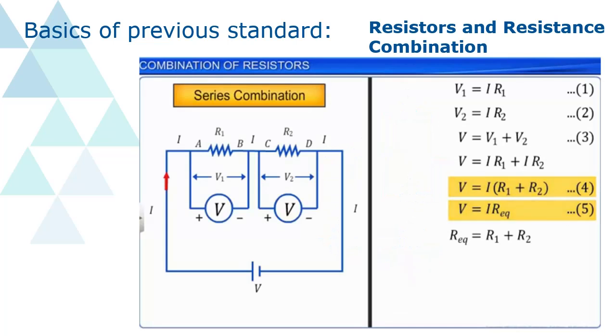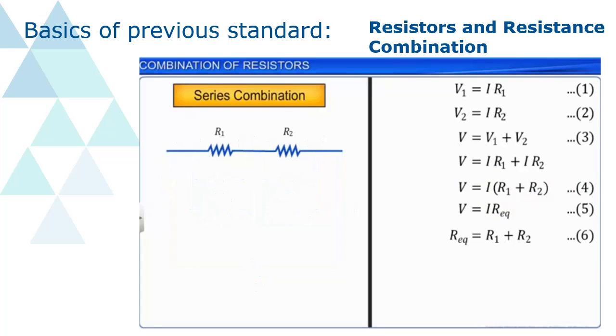We conclude that when 2 resistors R1 and R2 are connected in series, the combination has an equivalent resistance equal to R1 plus R2. When 3 resistors of resistances R1, R2 and R3 are connected in series, the equivalent resistance for this combination is equal to R1 plus R2 plus R3.